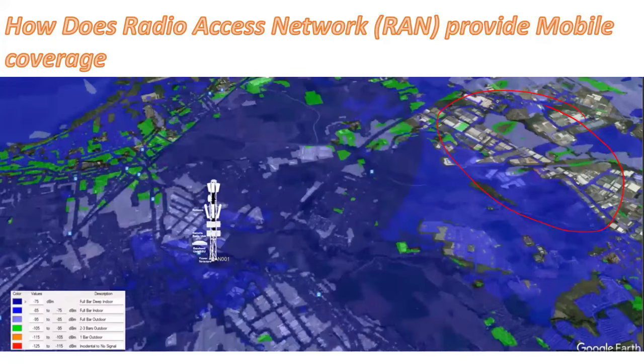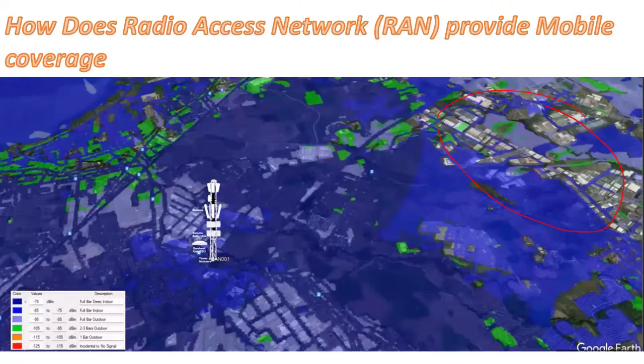So what is the impact of the obstruction and the structures on the electromagnetic energy? That's why there is a limitation on the wireless signal. So to cover the population in the building, we need a better solution. The better solution is called the in-building solution.